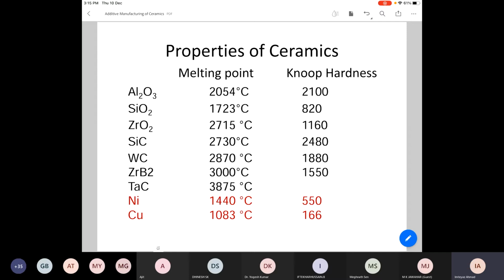So now if you see the melting points, copper or nickel or iron, they are less than 1500 degrees C most of the time. Aluminum, if you look at it, is about 660. But look at these ceramics, which are generally used. These are the most used ceramics, and they have very high temperature required for melting. And also the Knoop hardness, you can see it's a very hard material. It's very brittle, very hard.